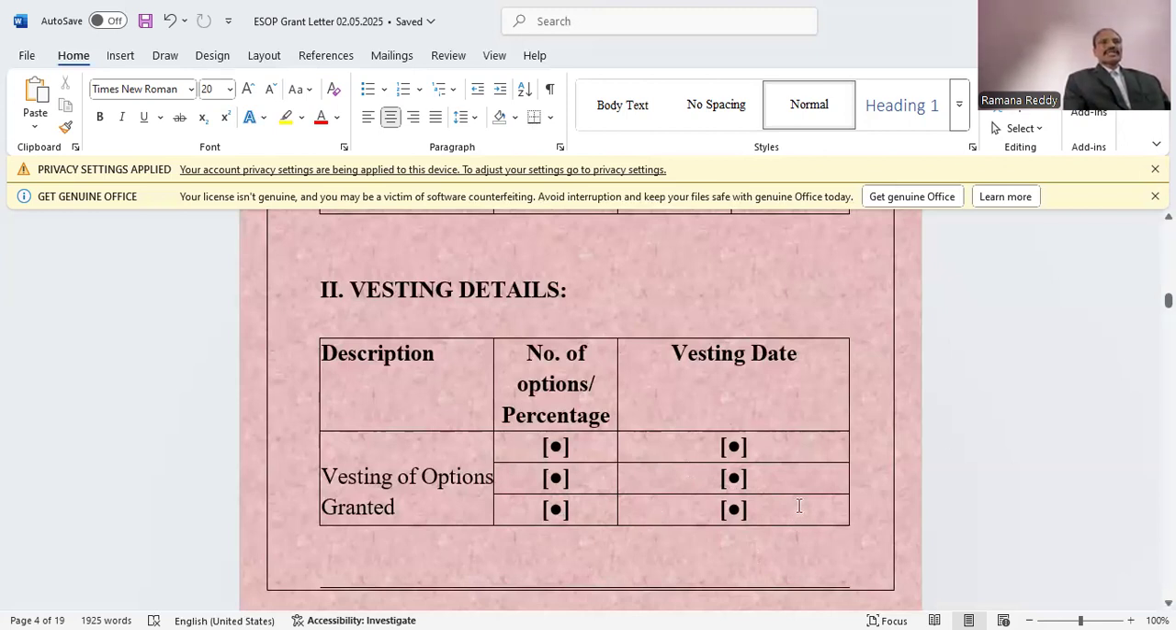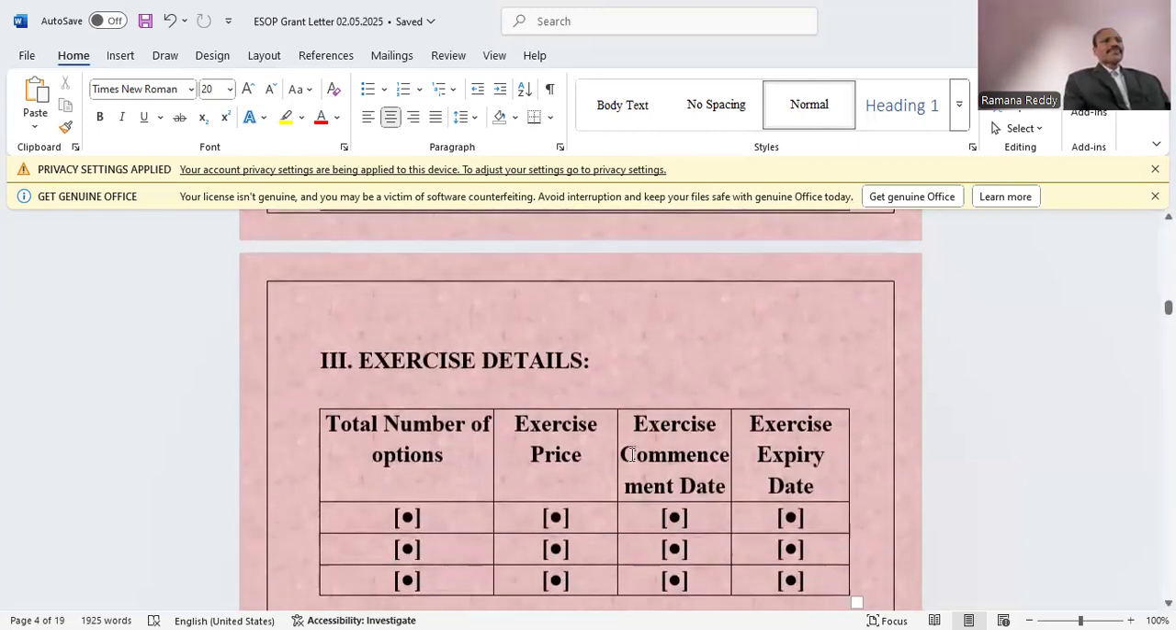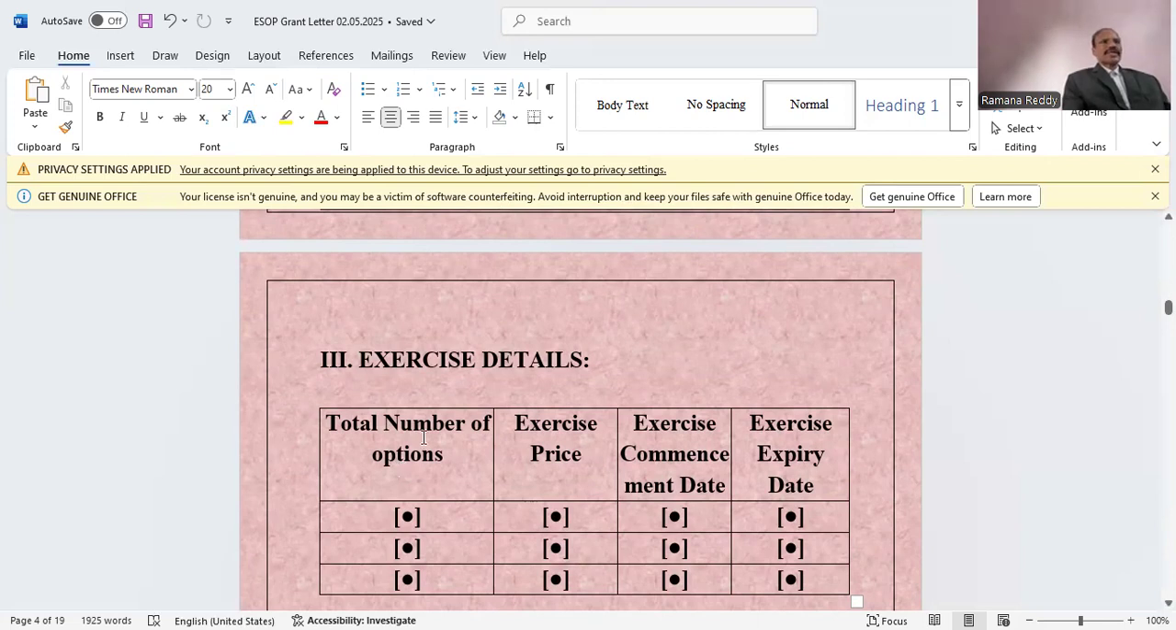So here first year, second year, third year, 4 years. So the vesting period we are giving is 4 years, year by year. Percentage: first year 30%, second year 20%, third year 30%, fourth year 20%, total 100% for 4 years. So this way we can give. Hope we are clear. Then exercise details. The number of options, either percentage or number, we can give.